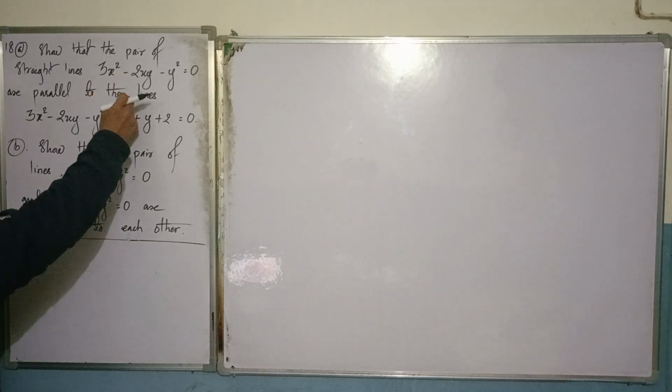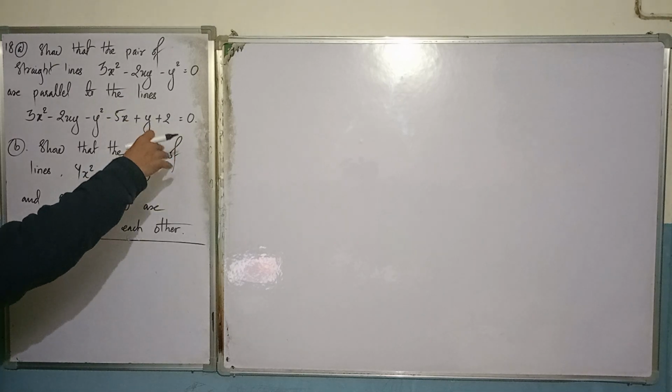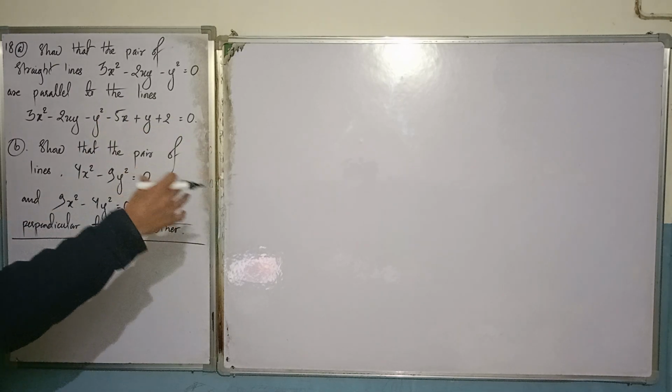In number 18, the pair of straight lines 3x squared minus 2xy minus y squared equals 0, and another equation is 3x squared minus 2xy minus y squared minus 5x plus y plus 2 equals 0. These are the two single equations which represent pairs of straight lines. We have to show these lines are parallel to each other. For this, for both cases, you just separate the lines first, find their slopes, equate the slopes, and then after.